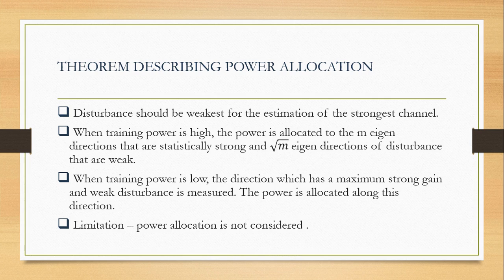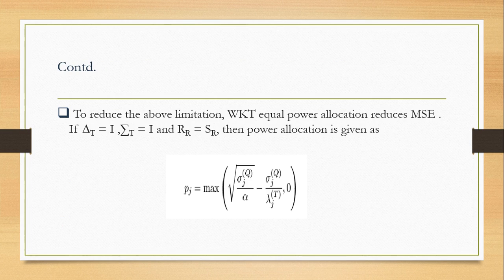The main limitation of this theorem is that the power allocation is not considered. To reduce the above mentioned limitation, we all know that equal power allocation reduces mean square error. So if delta t equals 1 and sigma t equals 1 and Rr equals Sr, then power allocation is given as pj is equal to the maximum of root of sigma j by alpha minus sigma j by lambda j, according to this equation.